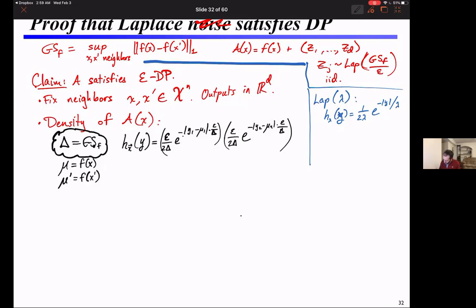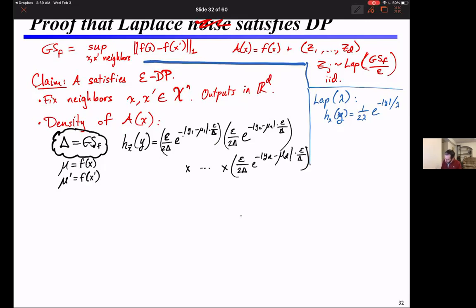Okay, so times dot dot dot, so that we have d of these terms. The last one is epsilon over 2 delta times e to the minus the absolute value of yd minus the dth entry of mu, times epsilon over delta.